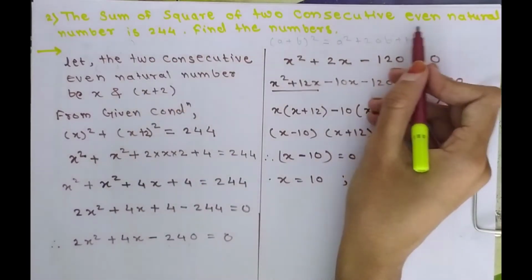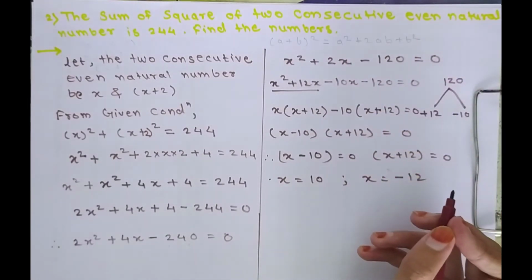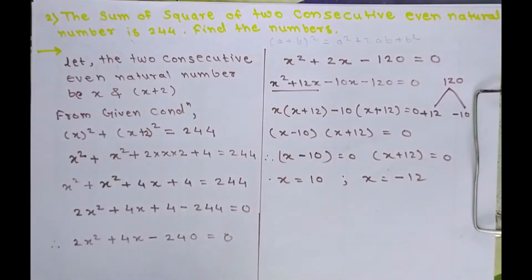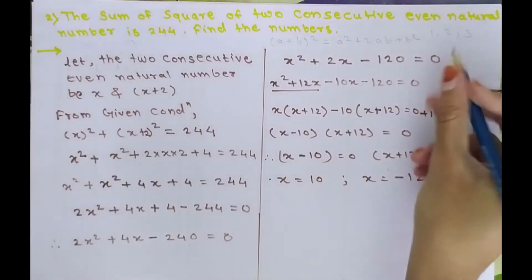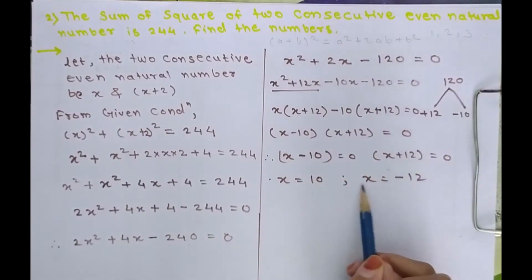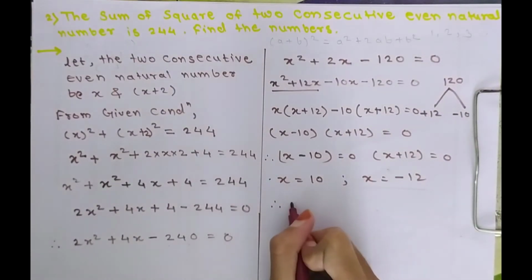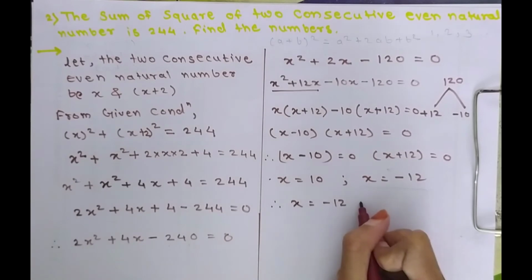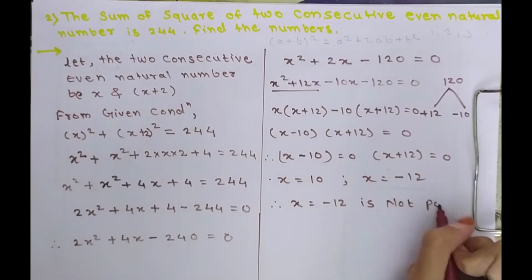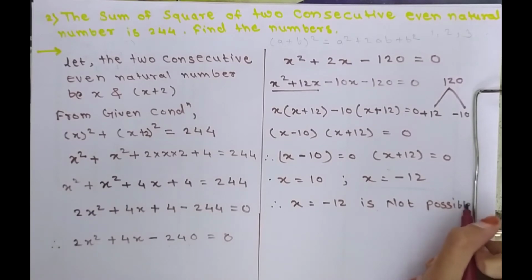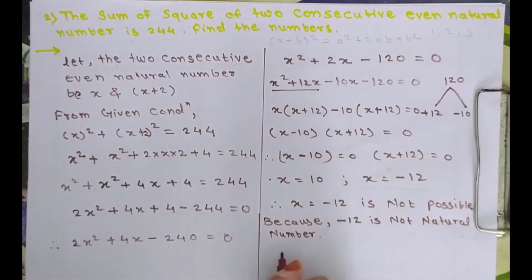Now we want consecutive even natural numbers. Natural numbers start from 1. We all know natural numbers start from 1, 2, 3. All positive numbers are natural numbers. Negatives are not acceptable as natural numbers. So therefore x is equal to minus 12 is not possible, because minus 12 is not a natural number.